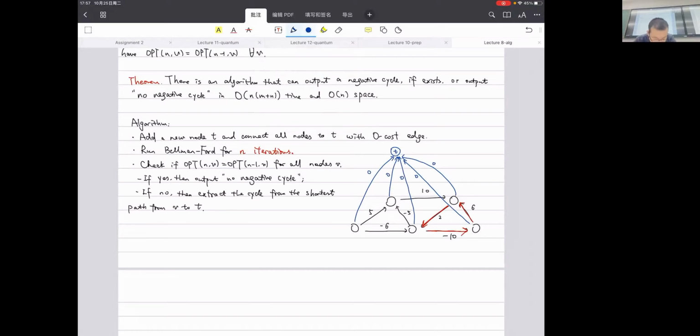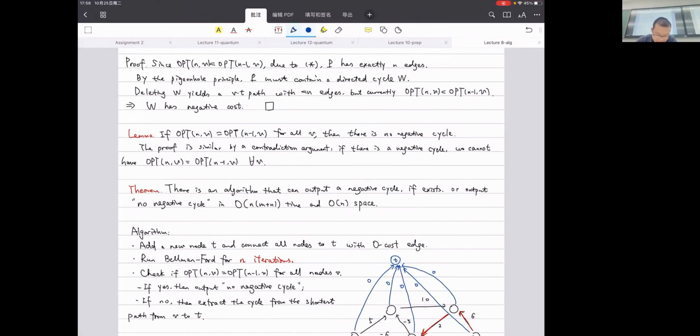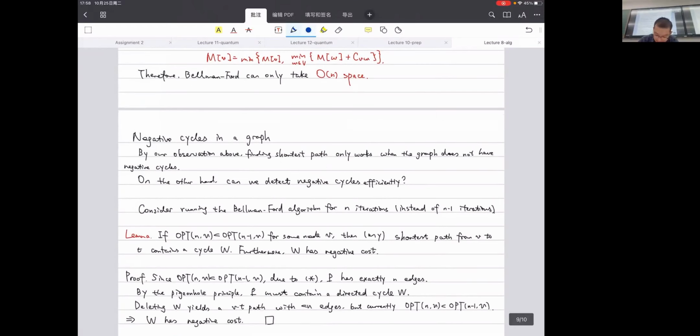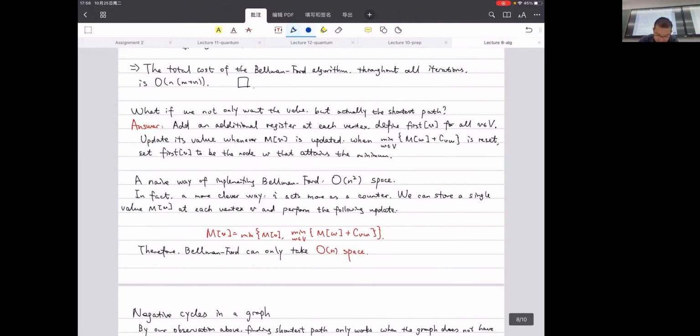If you run the Bellman-Ford algorithm, you will notice that this vertex and this vertex can also be the V here. But for this V, you will notice that OPT(n, V) is actually smaller than OPT(n-1, V). We know that for the Bellman-Ford algorithm, especially the space-efficient implementation, we can store the first V, the predecessor, in another array to figure out what the shortest path is.